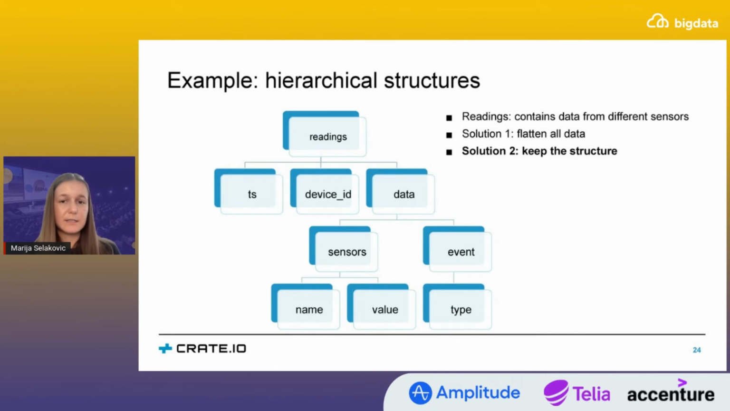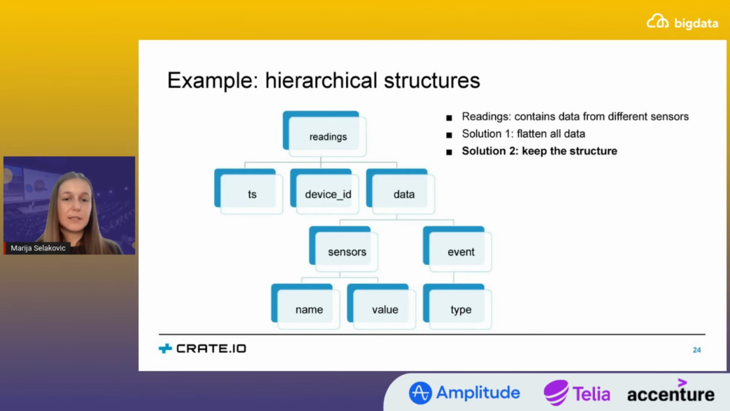so-called hierarchical structures. So imagine that we have a machine with a device ID and the data that are collected from different sensors in this machine. We can already see that there are some hierarchies in this data, that the value of this data, for example, can be correlated or connected with the device ID from the machine we are collecting the data from and with the timestamp.